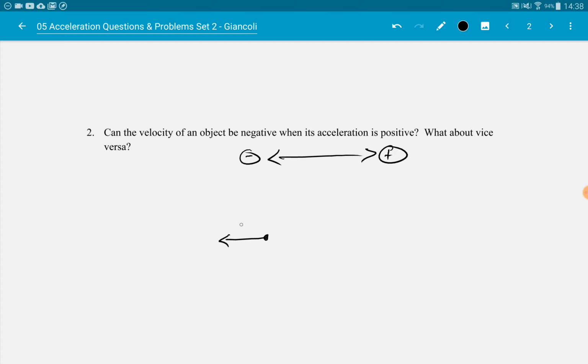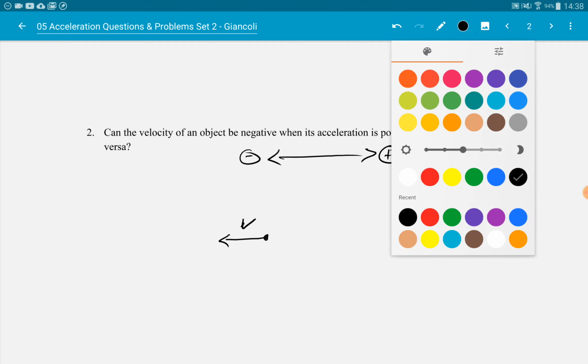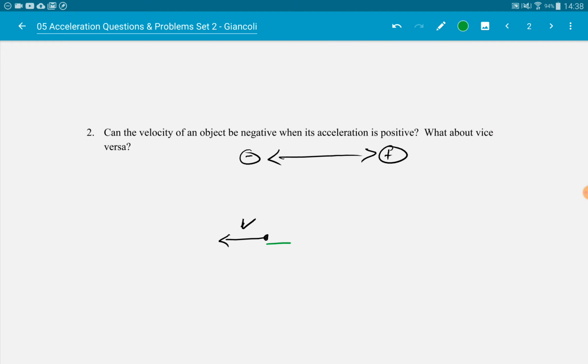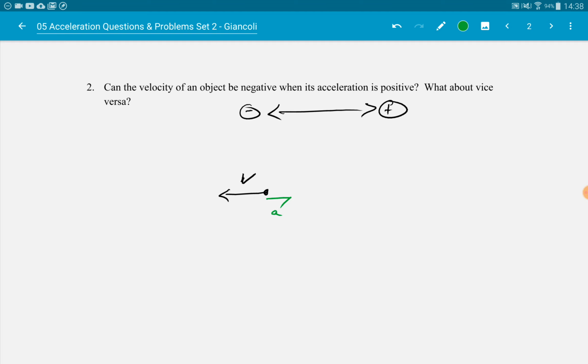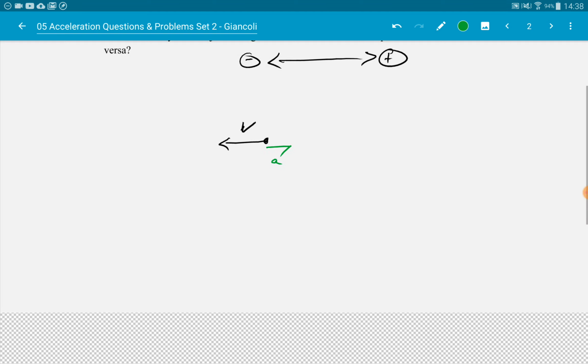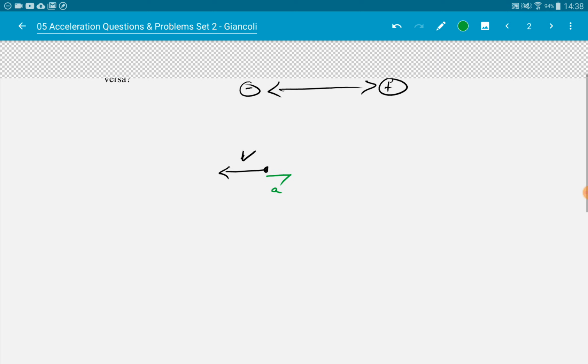And so this would be the velocity, while its acceleration is positive. Let's do the acceleration in a different color there. The acceleration is going to go positive. So this is very similar to number 1. I'll go into smaller detail here. For more detail, look back on number 1.